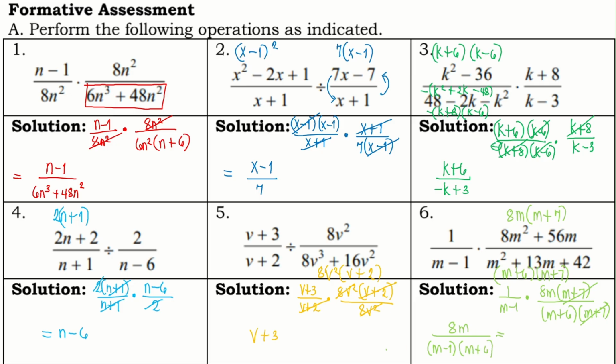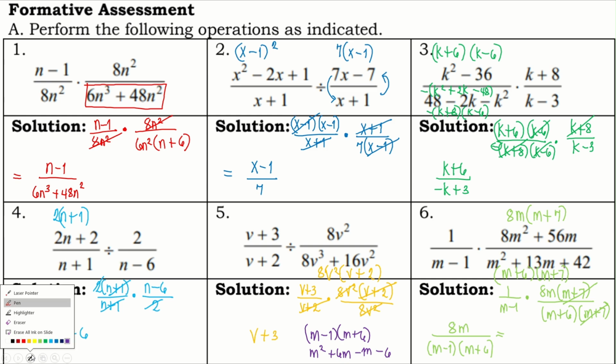Okay, so just multiply. Let's have the FOIL method on the side. Okay, so m minus 1 and m plus 6. Okay, so we get m squared. M times positive 6, that will be positive 6m, minus 1m, or negative m, minus 6. So our denominator is m squared plus 5m minus 6. Okay, so final answer, we get 8m over m squared plus 5m minus 6.